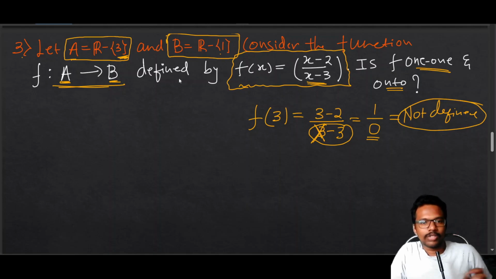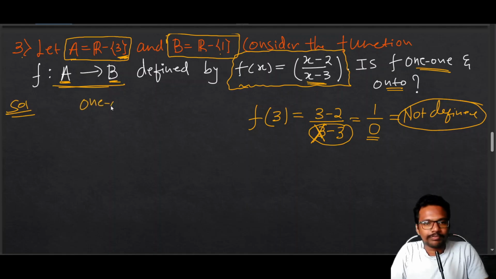Okay, let's start the solution. I hope you understood this domain part, why they have removed 3. Next, while solving onto, when we focus on the codomain, then we are going to understand why they have removed 1 here. Okay, let's start the solution. First we have to check whether the function is 1-1 or not.